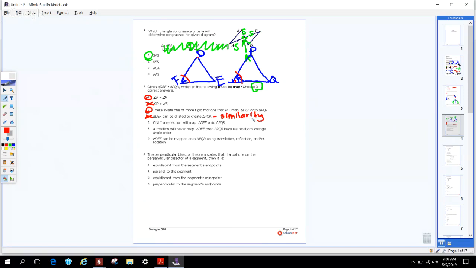Only a reflection can map DEF to PQR. No, and be careful. If they throw in the word only, that probably is an issue. Now, if it was saying the triangles were similar and they used the word only, you probably could use that for dilations. A rotation will never map DEF onto PQR because rotations change angle order. That makes no sense. I don't even know what that's saying.